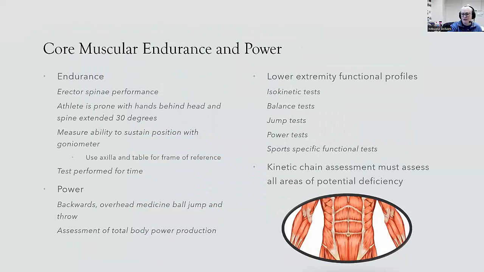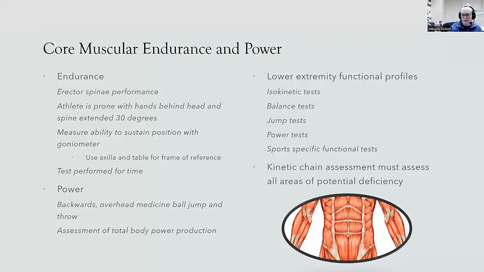Core muscular endurance and power. For endurance, we need to focus on the erector spinae performance. The athlete may be prone with their hands behind their head and the spine is extended up to 30 degrees. We can measure the ability to sustain this posture with a goniometer. We can use the axilla and the table for the frame of reference. We then can test the individual for their performed time.